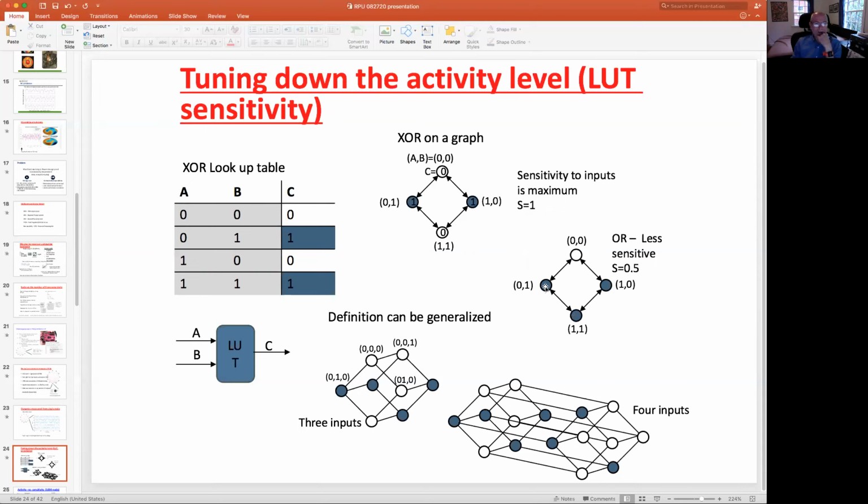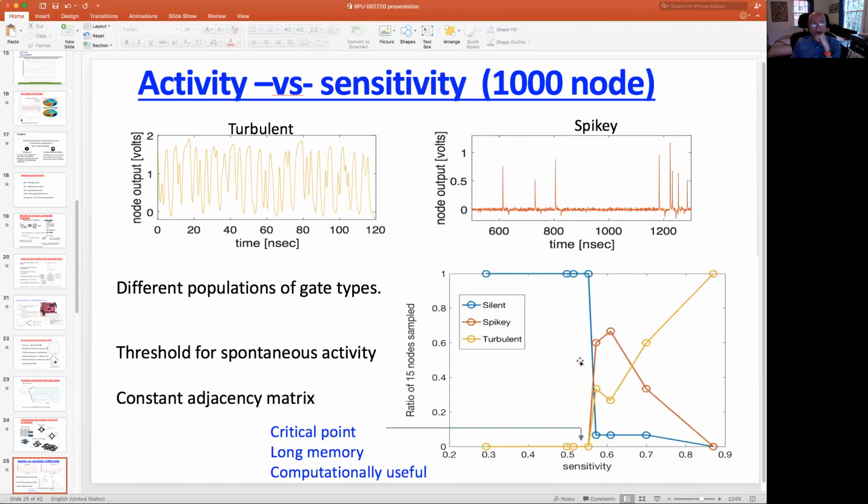And this definition can be generalized to 3 input gates or 4 input gates, and you can go forward to just measure the sensitivity. So what we're going to do is, now that we have a measure of the sensitivity of the gate, we realize that the XOR gate, being the most sensitive, was generating a large amount of turbulence effectively because of this oversensitivity. So we're going to look at and control the average sensitivity of the network as a way of controlling the self-activity.